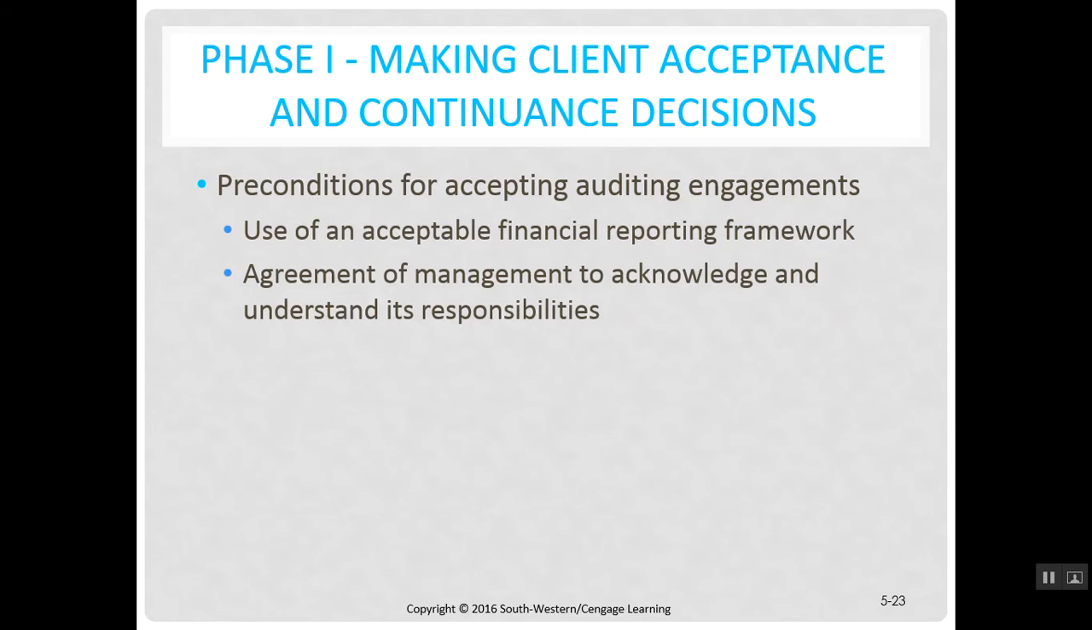So now we're going to talk about the different phases. First is the client continuance and acceptance phase. There's certain things that need to be present in order to accept an auditing engagement: use of an acceptable financial reporting framework and agreement of management to acknowledge and understand its responsibilities.